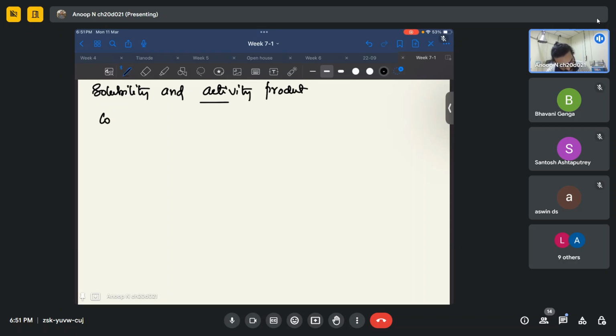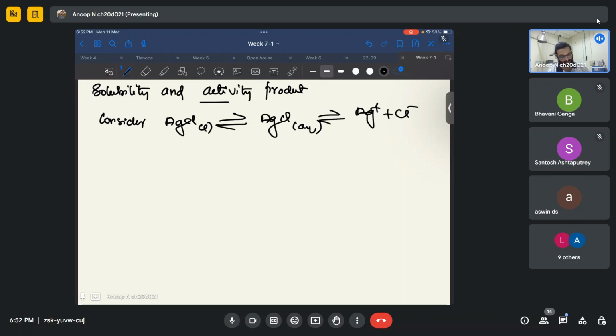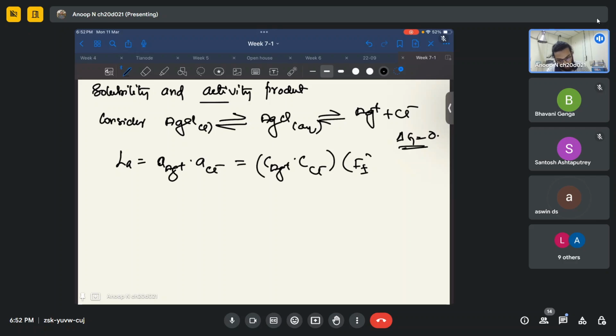So we will consider this reaction. Consider AgCl aqueous gives Ag plus and Cl minus. As we have already seen in the third class, for an equilibrium reaction delta G is equal to 0. Hence, it will be in equilibrium. So we have Ls is equal to activity of Ag plus into activity of Cl minus, which is nothing but C Ag plus into C Cl minus into f plus minus square.